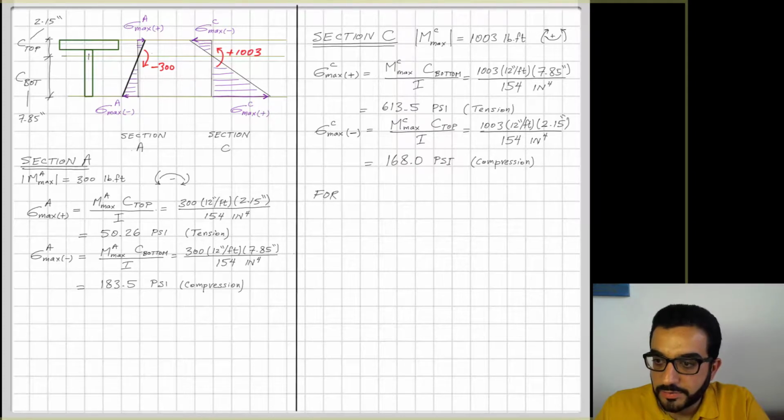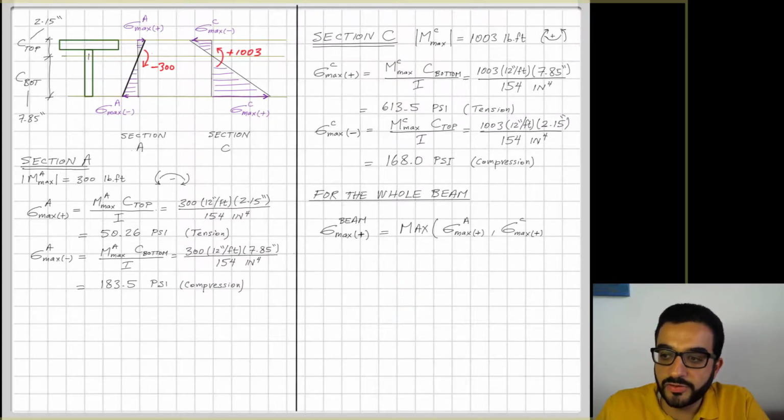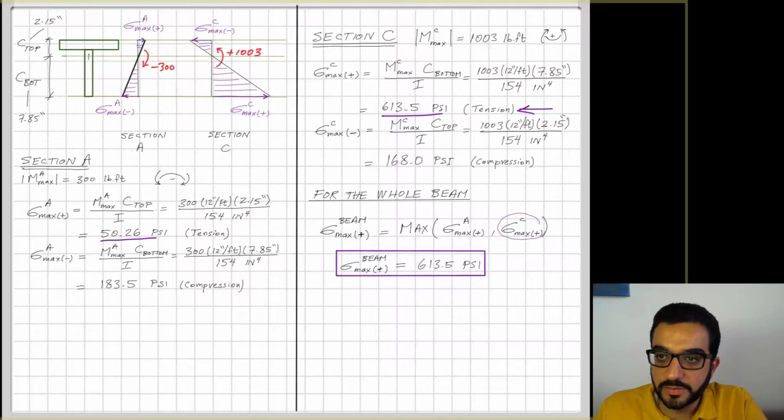And now for the whole beam, we can pin down the maximum positive stress, which is the maximum of the positive stresses happening at A and C. And we can see clearly, even with the visual distribution of the stresses, that the maximum positive stress at C is the winner here. It is the one that should be controlling my design.